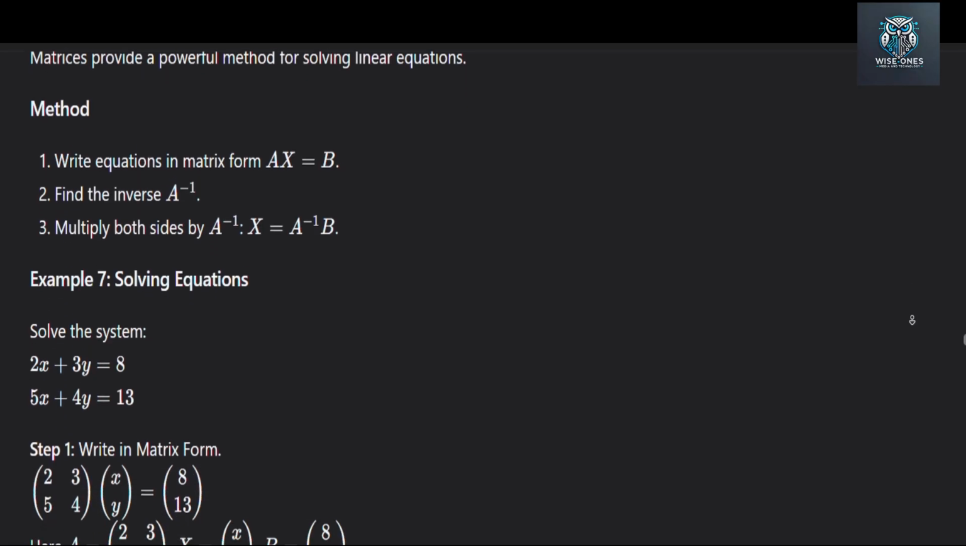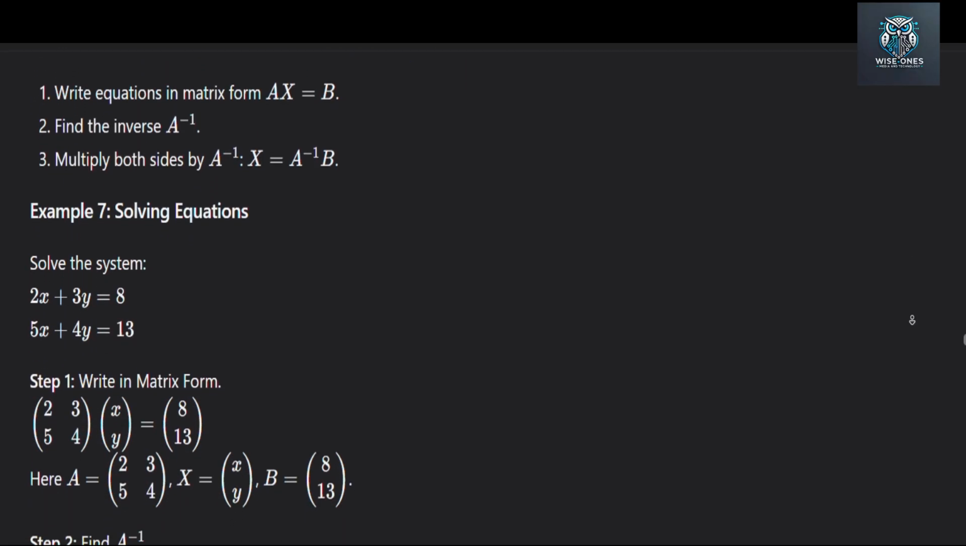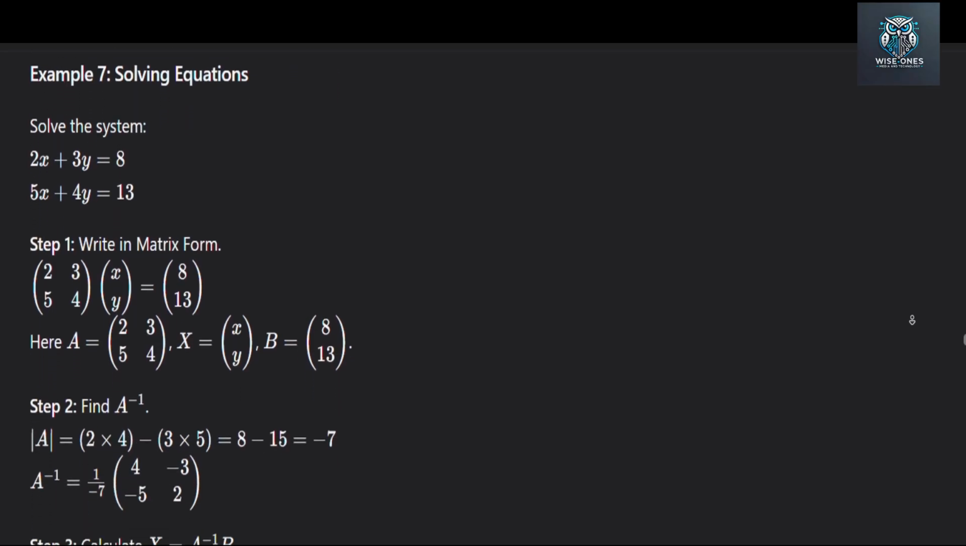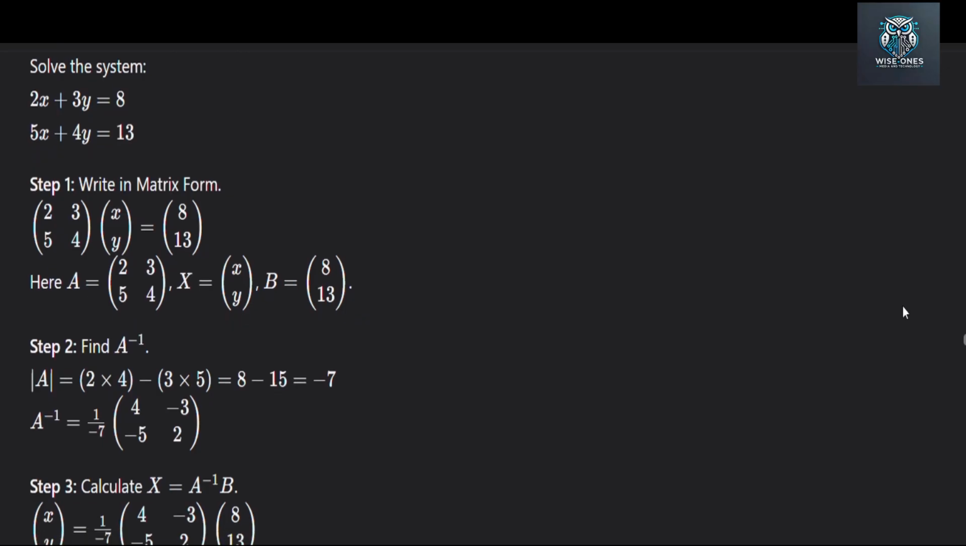Let us look at example 7. Solving equations. Solve the system. 2x plus 3y equals 8. 5x plus 4y equals 13. Step 1. Write in matrix form. Coefficient matrix A is first row 2, 3, second row 5, 4. The variable matrix X is x, y. The constant matrix B is 8, 13. So AX equals B.